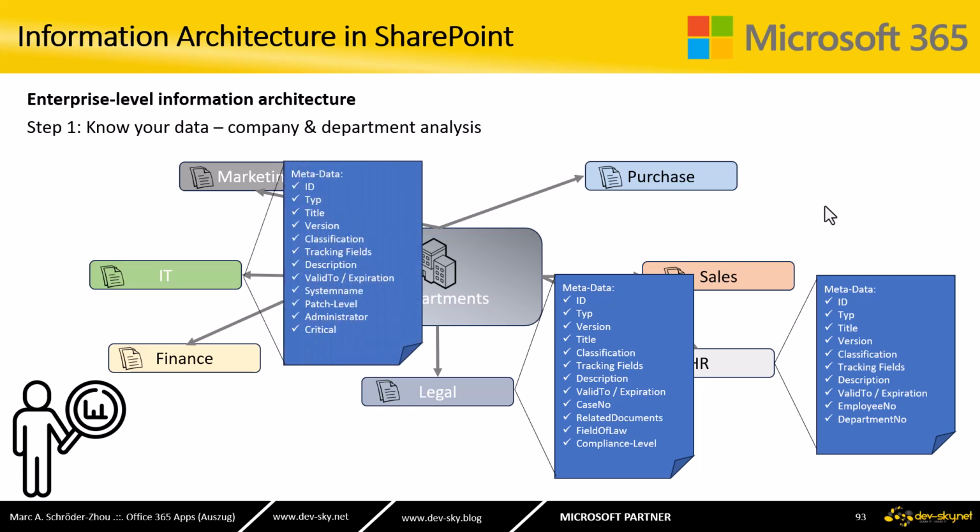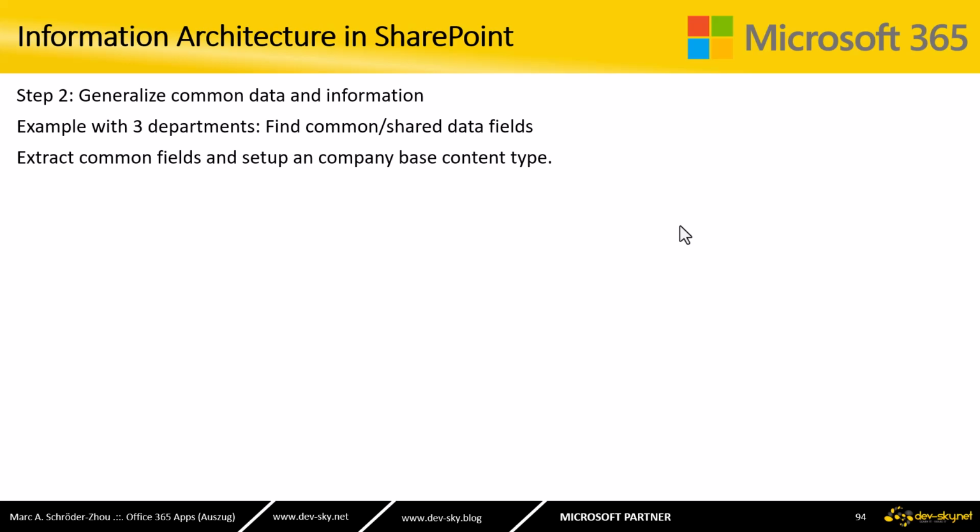And as a last example, the IT department has different documents and metadata too. For example, ID, type, title, version, classification, tracking fields, description, valid to, expiration, system name, patch level, administrator, critical. This means, in the first step, it is necessary to collect the following information: which documents or document templates are used, which metadata is used. Try to extract additional metadata during this analysis process. After the first step, the question, what kinds of documents with which metadata do you use in your company, should be answered.